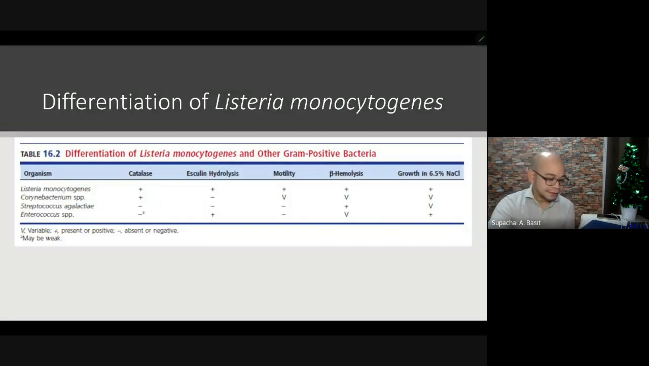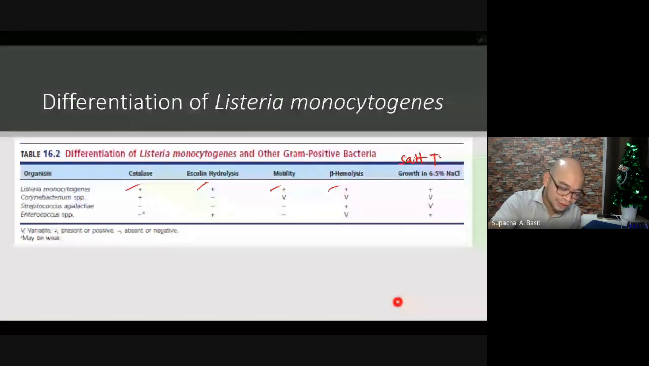So Listeria monocytogenes is catalase positive, positive in bile esculin hydrolysis, positive in motility, positive in beta hemolysis, and can grow in the presence of 6.5% sodium chloride. So this test is called the salt tolerance test.